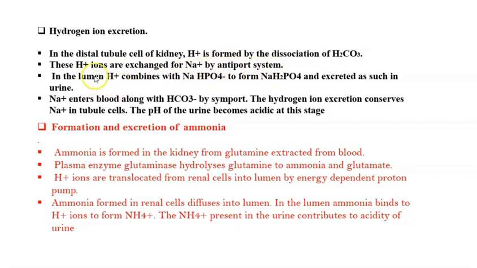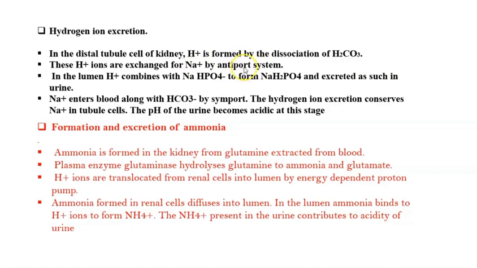Okay, and in the lumen, you already know that this hydrogen ion is already there. Now this hydrogen ion will combine with this component of the phosphate buffer to form sodium dihydrogen phosphate, which is excreted as such in the urine. So that is the way you can remove hydrogen ion out of the body. The way you excrete hydrogen ion in urine is by exchanging it with sodium ion in opposite directions.